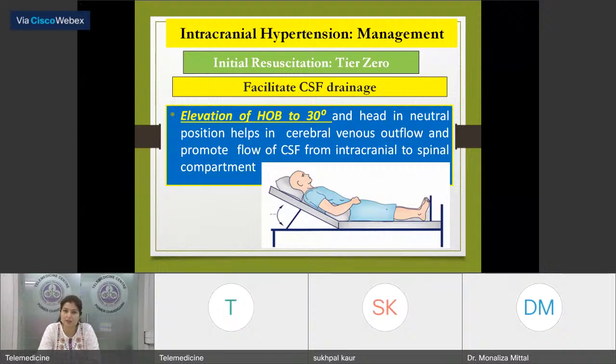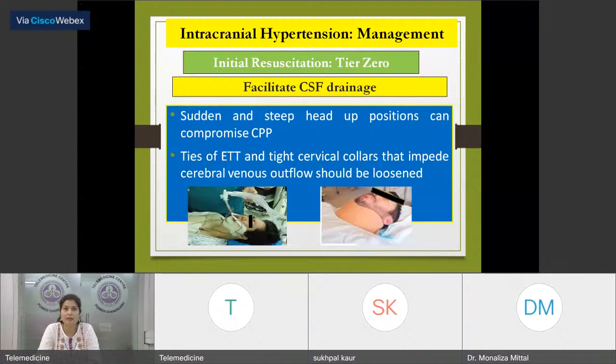And what is the concept behind it? The concept is that it will allow venous outflow. It will help the flow of cerebrospinal fluid from the brain to the spinal spaces. So that means the CSF will not accumulate in the brain, and the ICP will start decreasing. It will also help make sure that you do not suddenly change the position of the patient. Jerky movements or sudden changes in position can definitely increase the ICP. So whenever you are changing the position of the patient, take the help of another person, and then you can move the patient.